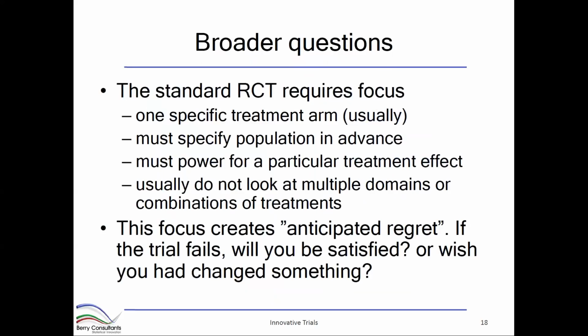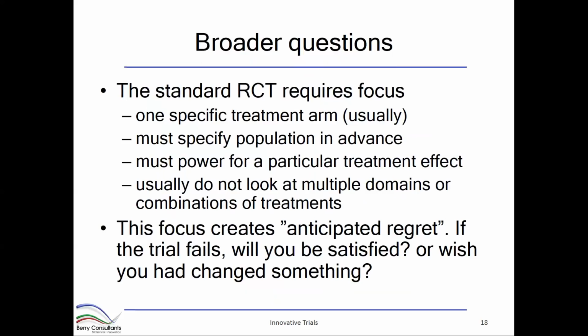So a standard randomized clinical trial requires a lot of focus. We have to do one specific treatment arm, usually. Some multiple arm trials are pretty common. We have to specify a population. We've got to power for a treatment effect. And usually, we only look at one domain. So if a treatment is multimodal, we may only look at one of those domains at once. And we don't look at combinations. All of those things are typically absent.